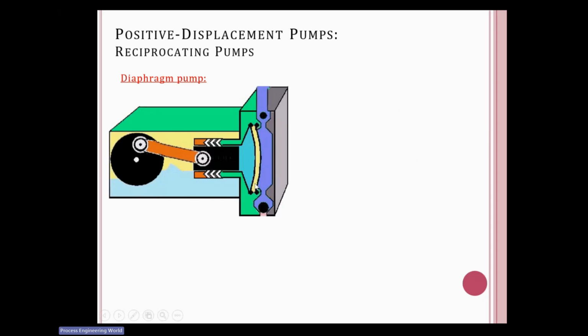This is basically a motor operated diaphragm pump. This is your diaphragm. This is your inlet, this is your discharge, and it is connected to a rotor. So this rotor will be connected to a motor based on which your diaphragm pump works.